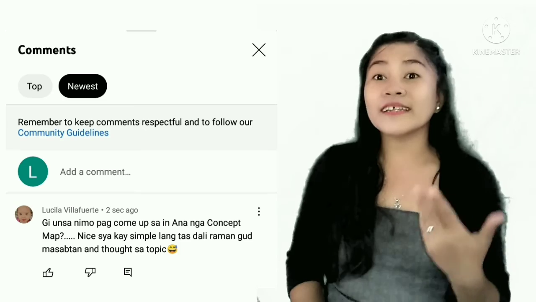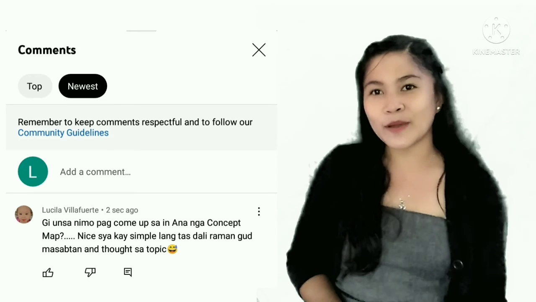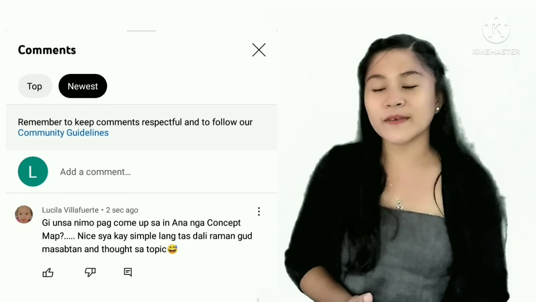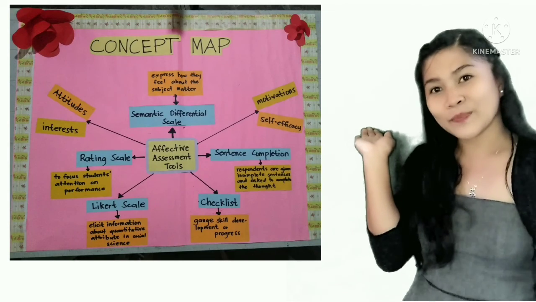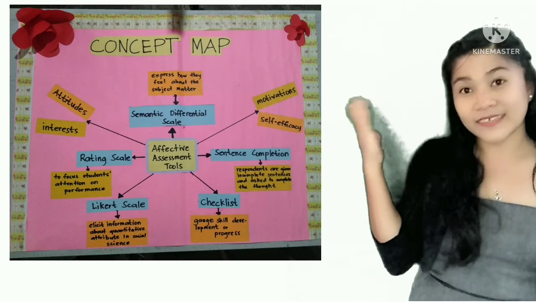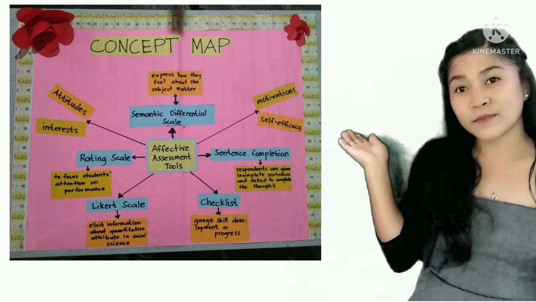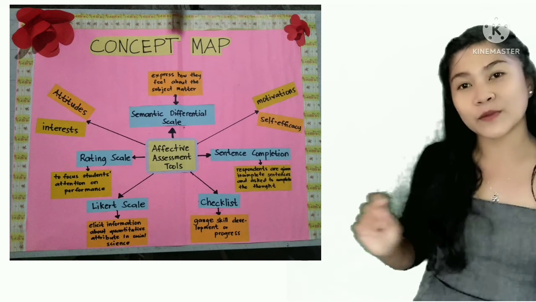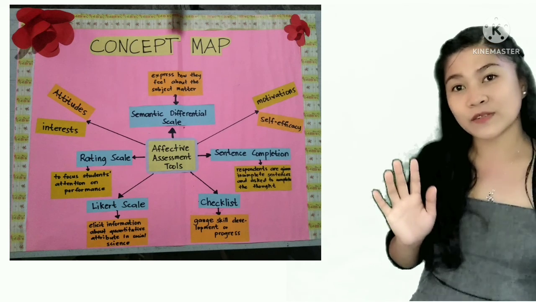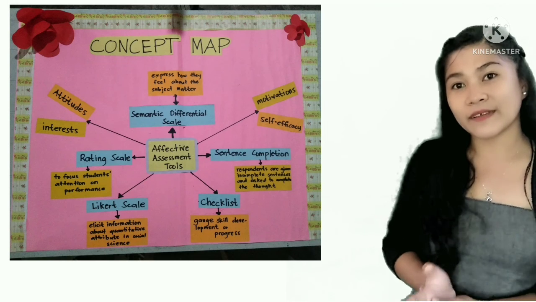Next question that I saw in the comment box is, how did I come up with this concept map? So I came up with this concept map based on the discussion that we have gone through. So I made a research, and I made this kind of concept map. As you can see, I have the title, Affective Assessment Tools, and there are 5 examples of tools used in affective assessment.